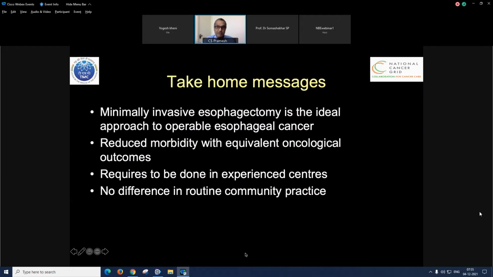So the take-home message that I will leave you with is that in ideal circumstances, minimally invasive esophagectomy is the ideal approach to operable esophageal cancer, because we now have level 1 evidence to show that the perioperative outcomes, the complication rates, are much lower with minimally invasive esophagectomy. However, this reduced morbidity comes with equivalent oncological outcomes. But I must leave this with a caveat that this needs to be done in experienced centers by experienced surgeons. When it's rolled out into the community, the differences narrow down, and the advantage that is seen with an MIE seems to be much lower when it's out in the real world.